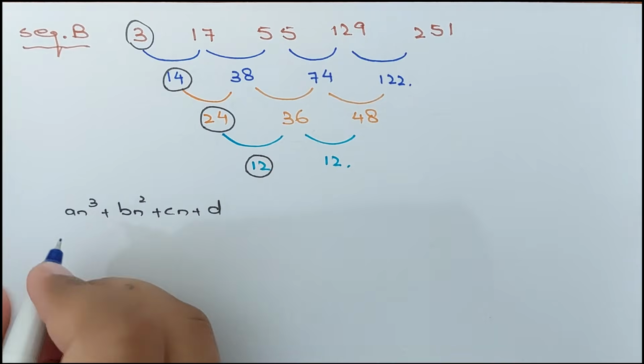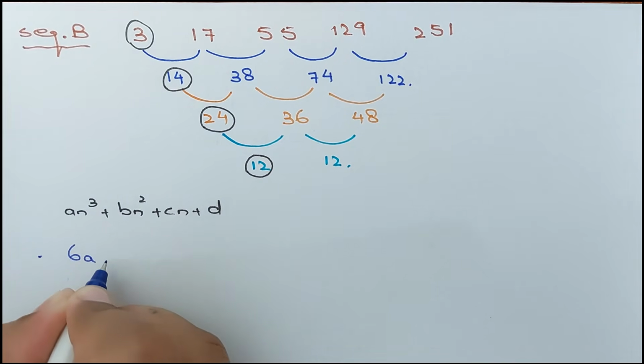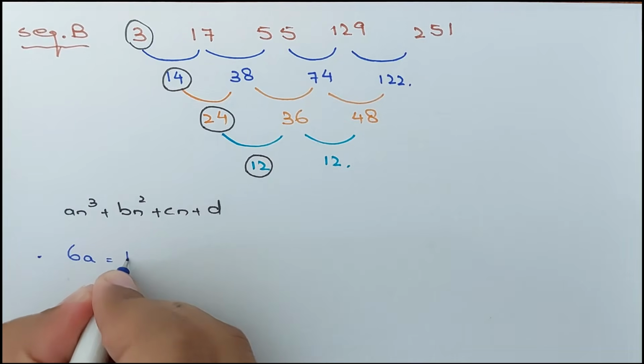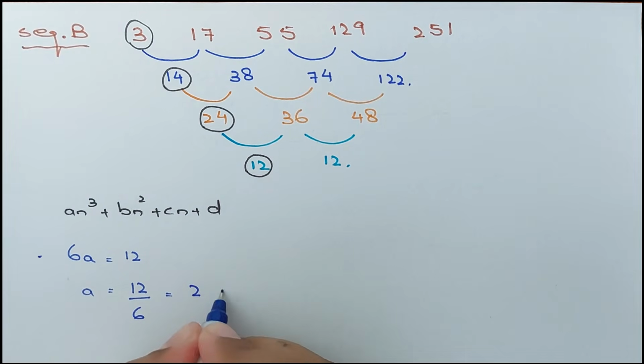The first equation is 6a equals the third difference. From here you will get the a value. So 12 divided by 6, 6 times 2 is 12. So here the a value is 2.